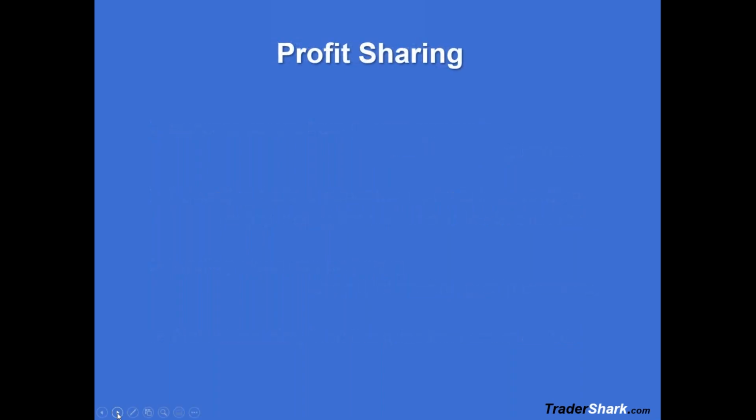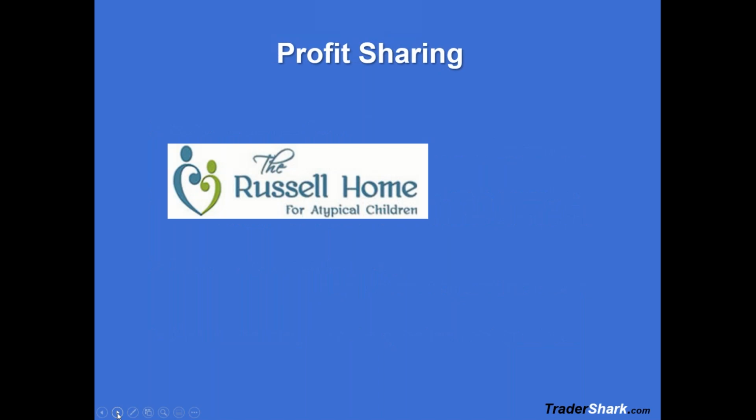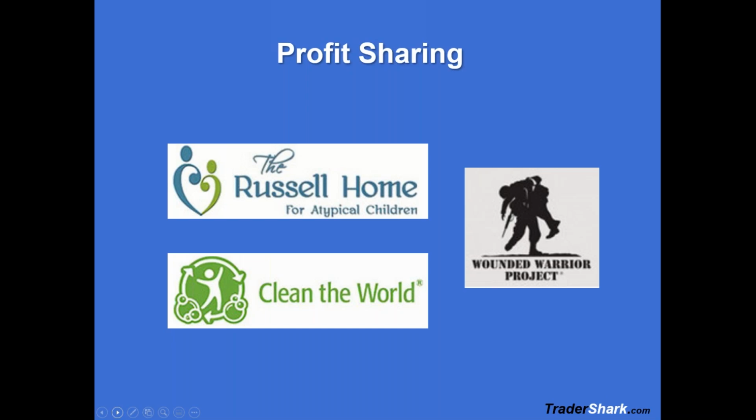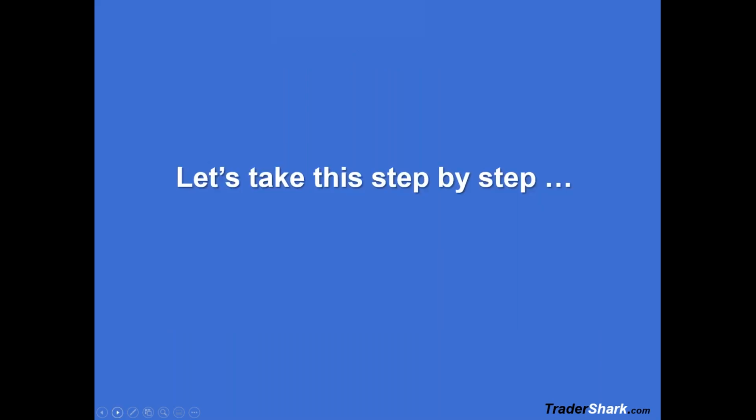So profit sharing means, when we're making some money, contribute back to society, whoever you want. To me, I like to use Russell Home for Atypical Children, Clean the World, which is fantastic. They take soap from the hotels and they distribute it to those people, families, and countries that don't have the ability to stay clean. I know it sounds strange. Wounded Warrior Project. Don't think too much about all the negative propaganda. Just go and research it yourself before you contribute any money to any of these organizations.